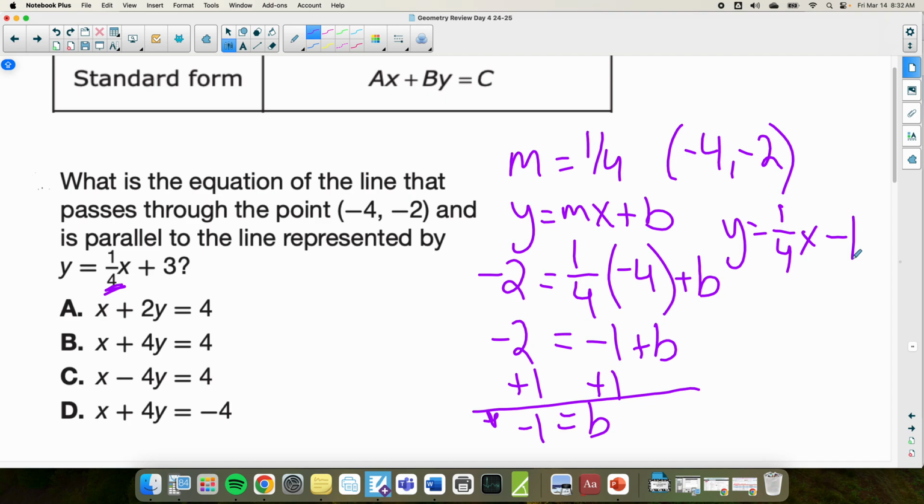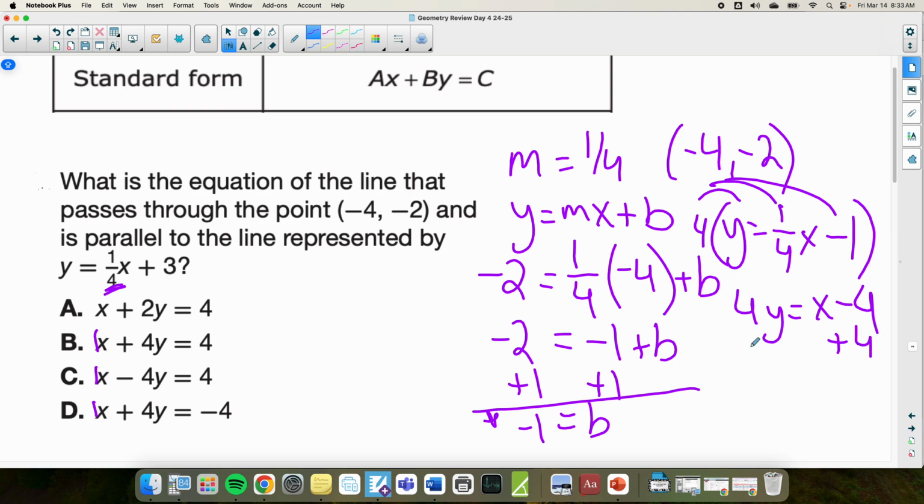No, so we need to put it into standard form, right? And standard form has the x first, and if we notice, the coefficient on all the x's is 1. So we're going to need to multiply this whole equation by 4, so that x is 1. Alright, so we'll do that real quick. 4 here. So then we're going to distribute to all of them. So it'll be 4y equals x minus 4. Alright, and then we'll add 4 to both sides.